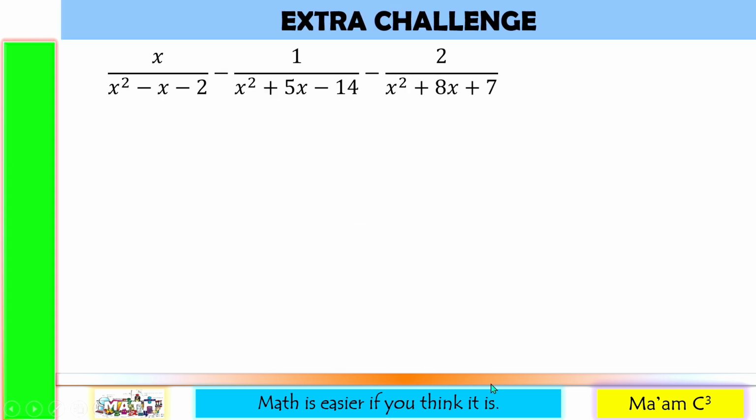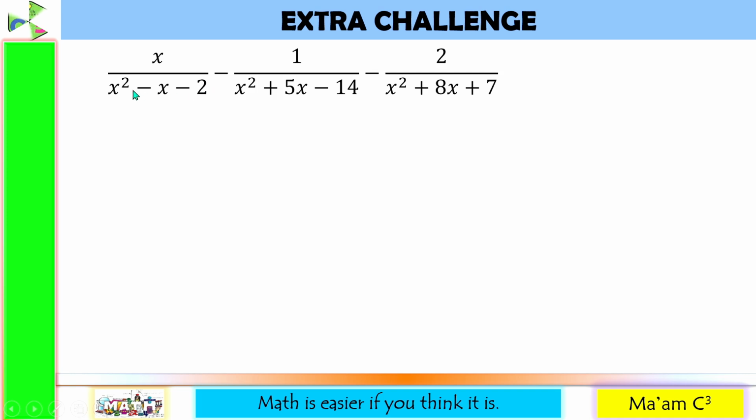Let us do an extra challenge. We have here x over x squared minus x minus 2 minus 1 over x squared plus 5x minus 14 minus 2 over x squared plus 8x plus 7.